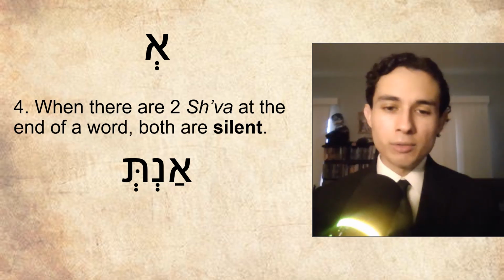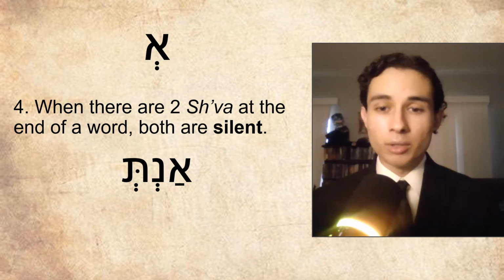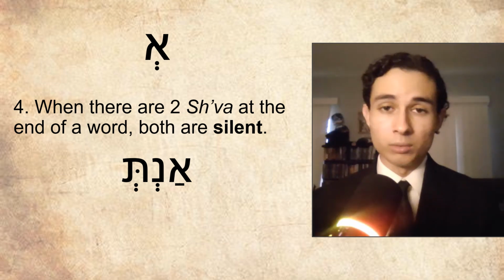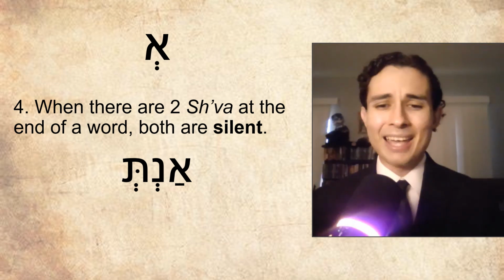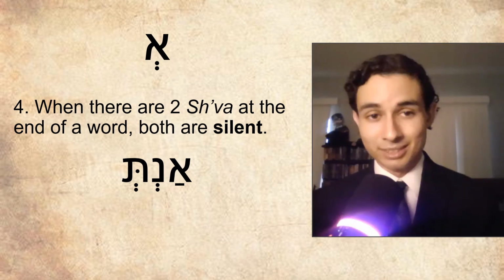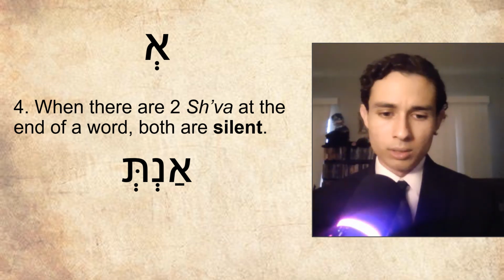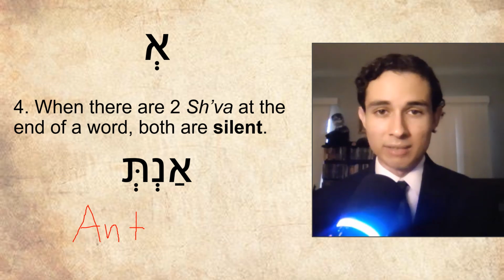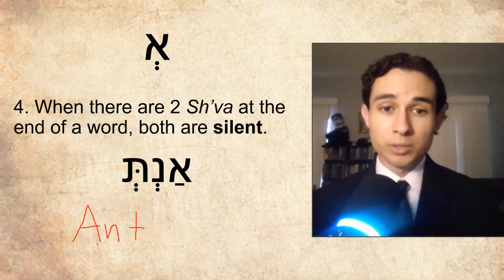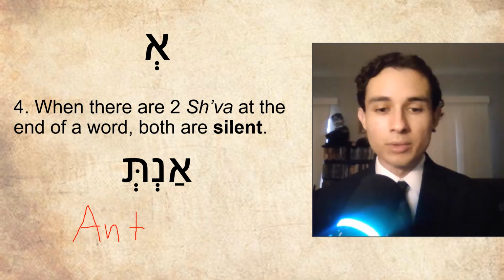When there are two shvas at the end of a word, both are silent. The last rule was in regards to shva in the middle of a word. Now we're looking at shva at the end of a word, both of them being silent. So here's a mock word, a simple transliteration of the English word. Remember, it's not ant, because Hebrew doesn't have that s sound. It's unt, unt. Again, simply put, if it ends with two shvas, just pronounce the consonants.